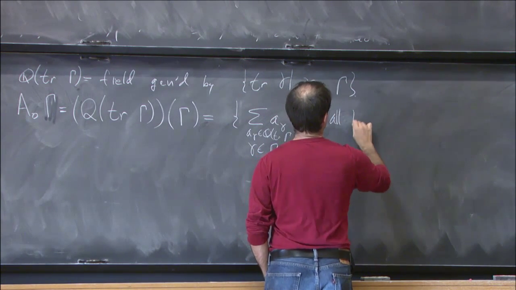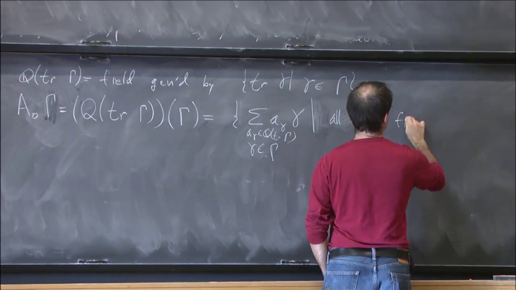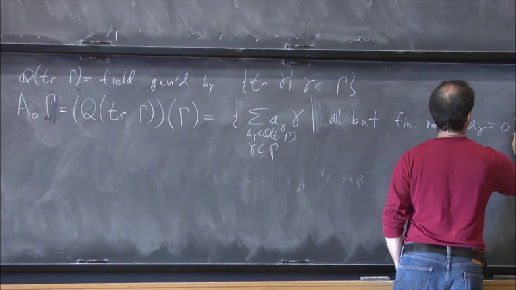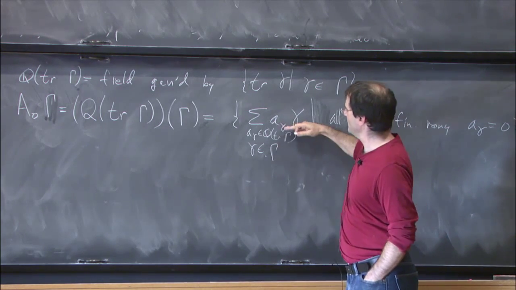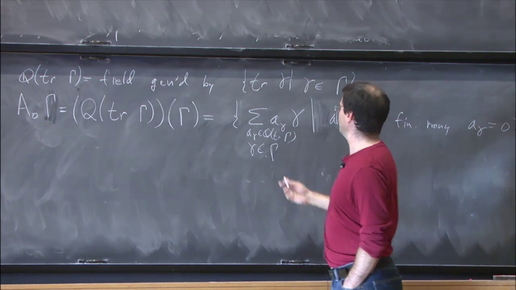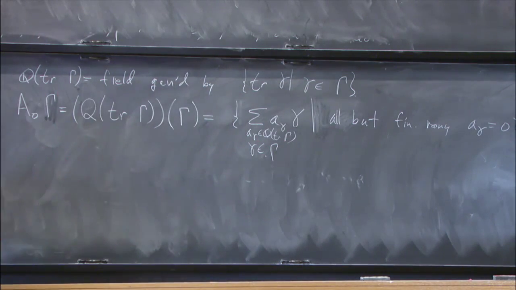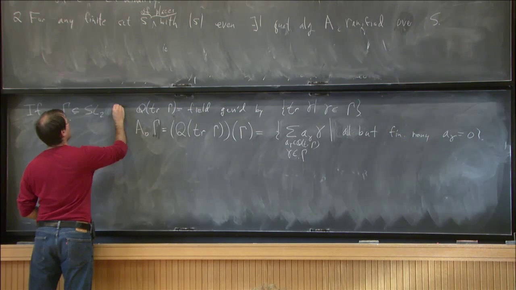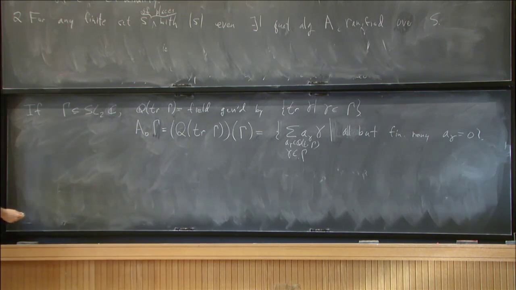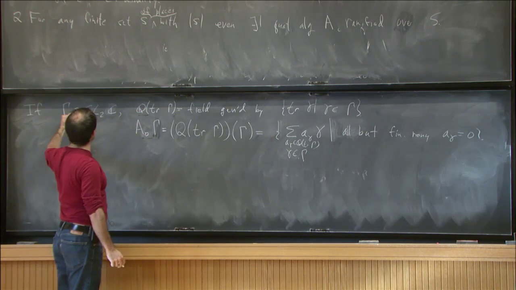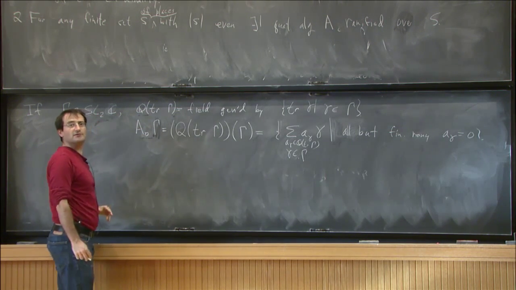So all but finitely many A gamma equal to zero. So just finite linear combinations of these. And this is a subset, of course, of SL2R. You can do this also for SL2C, obviously, and perhaps we should, but for the most part we're just looking at these real ones. So this gives us the trace field and quaternion algebra for a subgroup of SL2C.